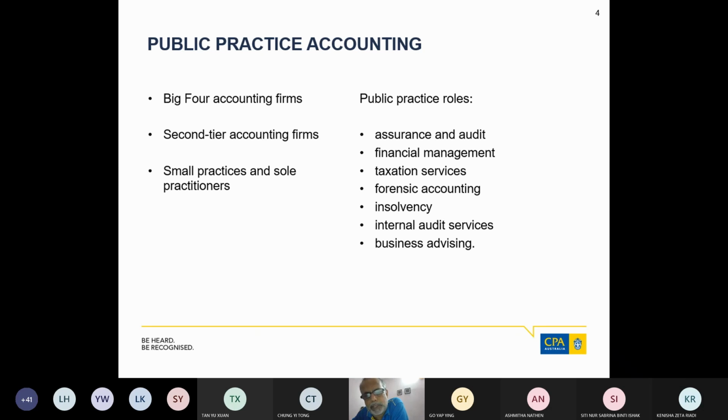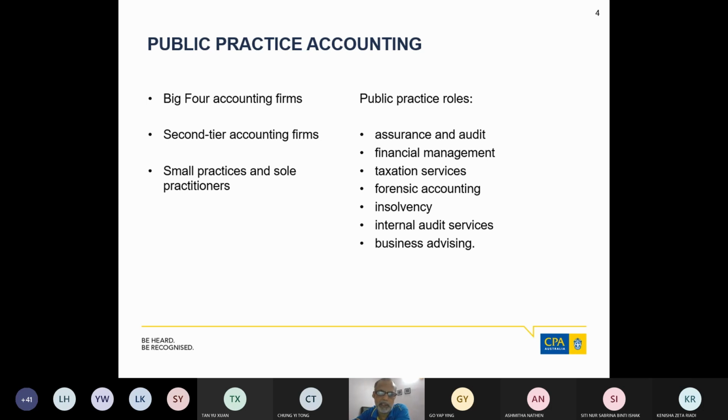They also provide financial management services, tax services, forensic accounting services, insolvency advice, internal audit services, and general business advising. So these are some of the different areas in which you find accountants involved. Assurance, audit and tax is what they call the bread and butter.